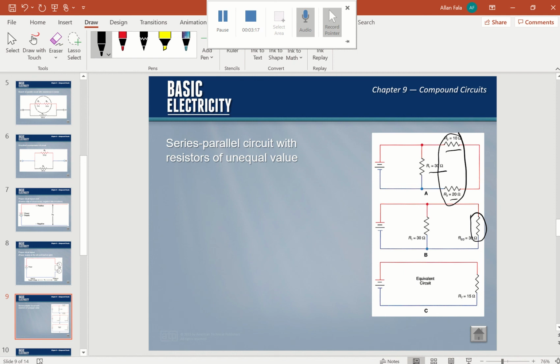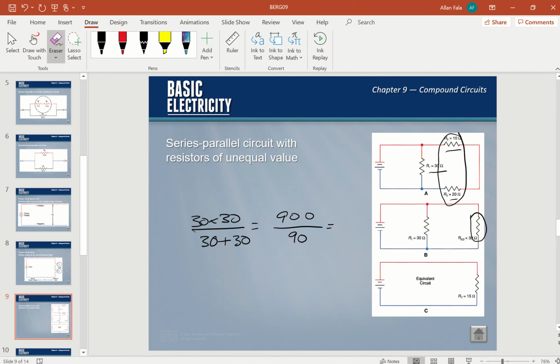The equivalent circuit resistance is going to be 15. Pretty simple math on this, because 30 times 30 divided by 30 plus 30 is 900 over 90. Actually, that is 900 over 60, which is equal to 15.